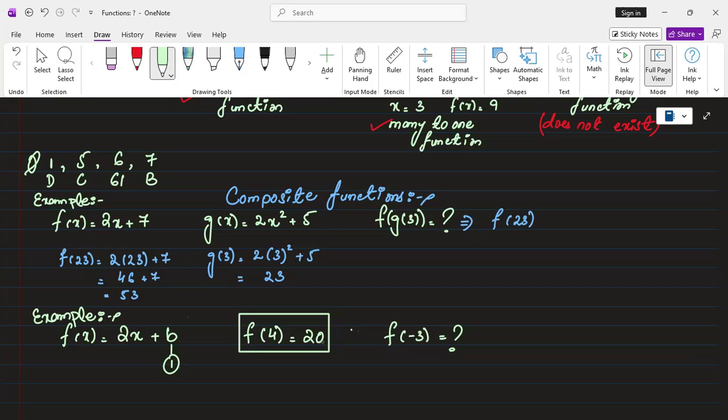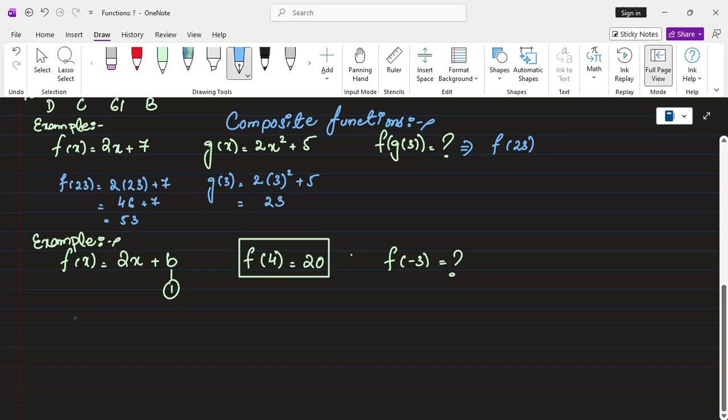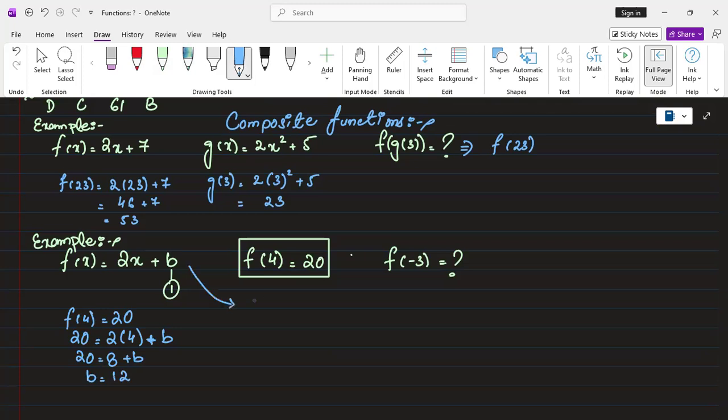So it says given the value of x is 4, the answer is going to turn out to be 20. So by using this, I'm going to simply first find out the value of b. The function is equal to 20 when x is 4. So what should be the value for b? b being a constant, 8 plus b equals 20, so b is equal to 12. So once you figure out the value of b, you just need to rearrange this function and say f(x) is equal to 2x + 12, right?